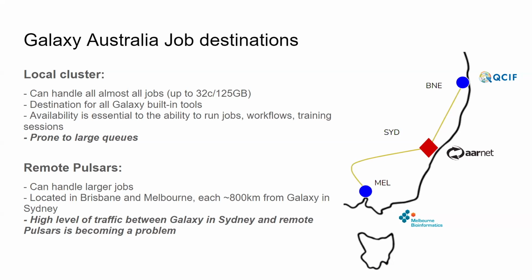Our remote Pulsars can run bigger jobs. They can run a greater number of jobs. And they're a little bit further away in Brisbane and Melbourne, about 800 kilometers from Sydney. And transferring a lot of files between Sydney and Brisbane and Melbourne is becoming a problem.